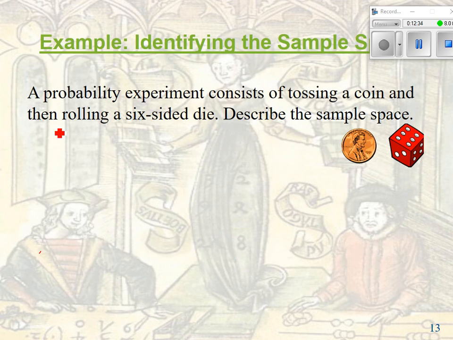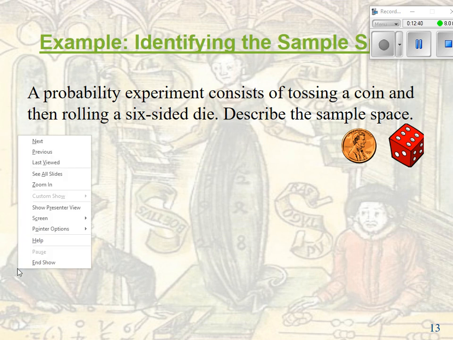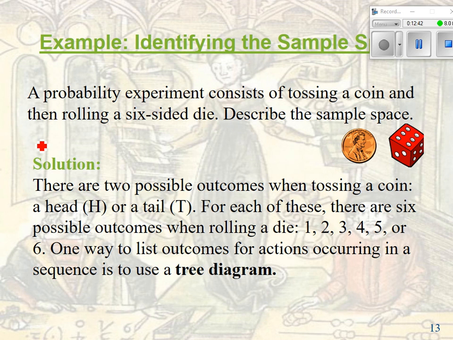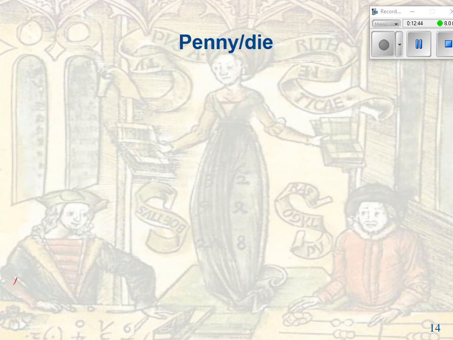A probability experiment consists of tossing a coin and then rolling a 6-sided die. Describe the sample space. We're going to do this together. So if we toss a coin, if we toss a penny, what could happen? If we're going to list the sample space, I'm going to make a tree diagram for it. This is how I would do it. You got a head, you got a tail. You could get one of those two.